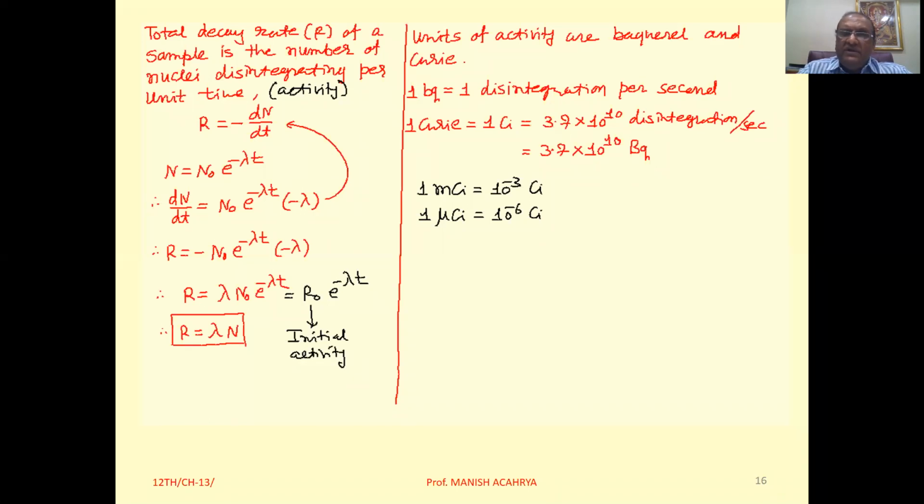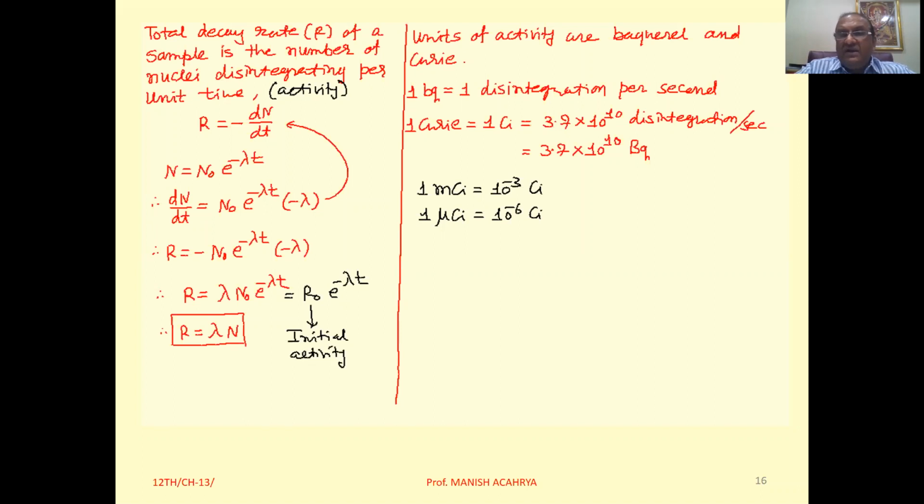So, when we say the activity of any element is one Becquerel, it implies that one disintegration takes place per second from that element. And Curie is the large unit. One Curie is 3.7 into 10 raised to 10 disintegrations per second. It implies that when 3.7 into 10 raised to 10 disintegrations take place per second from the element, we can say its activity is 1 Curie.